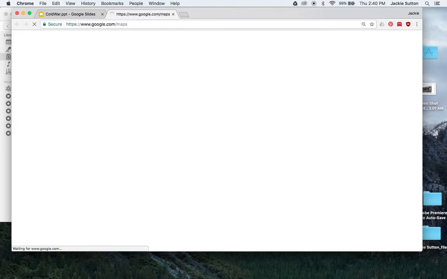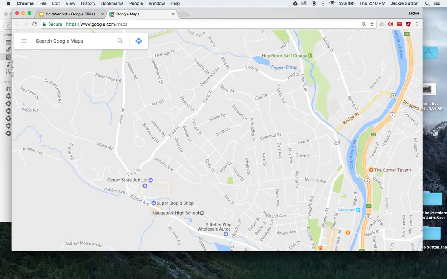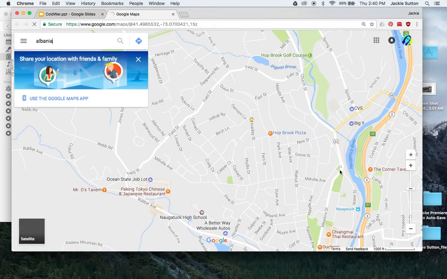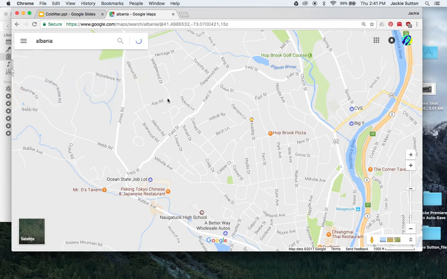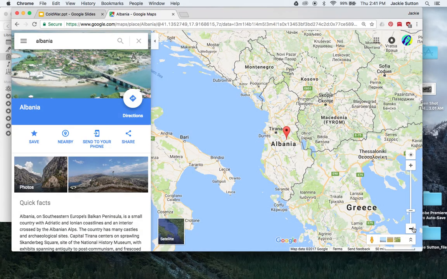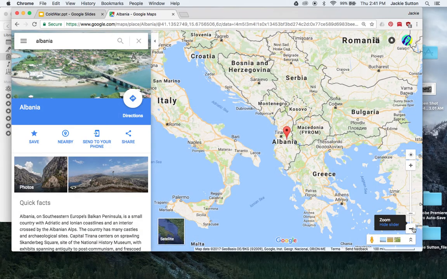Normally I don't do this, but I'm just going to pull up a map while I talk about it. So Albania, you'll see, is not around the corner from the Soviet Union. It's in the Balkan region, if you remember from World War I. Hopefully you do. Okay, perfect. All right, so yeah, it's in the Balkan region.